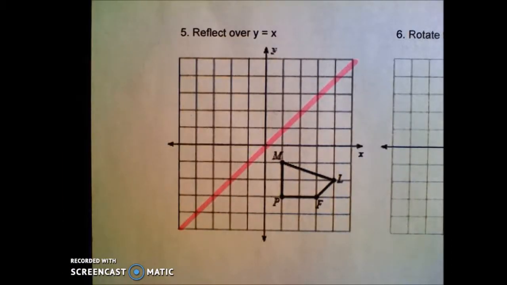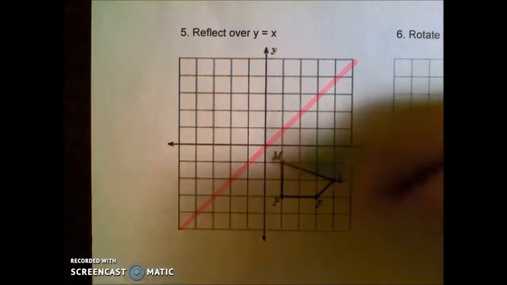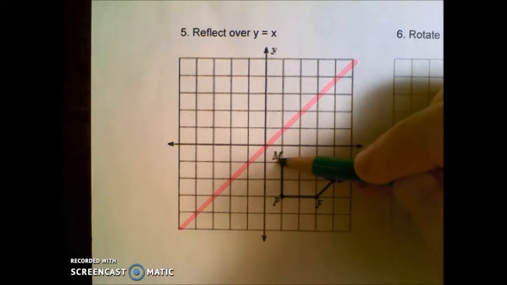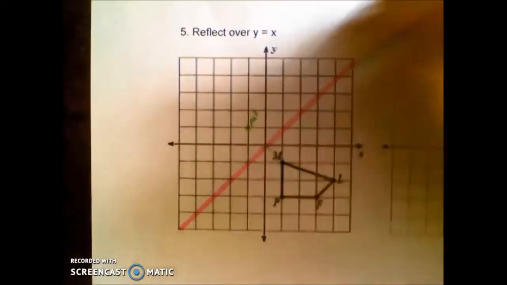Now, if I didn't have transfer paper, I could still do this. Again, I start with one of the points, say M, and figure out how far it is to the line of reflection. The only difference here is that you're going to be counting diagonally. So it's kind of one diagonal unit to the line, so I'll have to go one diagonal unit on the other side to find M prime.